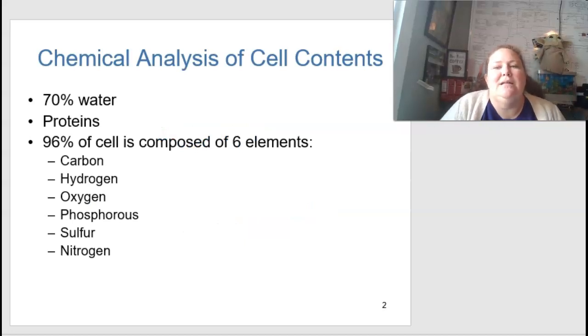All right, so the chemical analysis of cell contents. Like our body, cells, well, our body is made up of cells, but cells are 70% water. They have proteins, and 96% of the cell is composed of six elements. This would be carbon, hydrogen, oxygen, phosphorus, sulfur, and nitrogen.